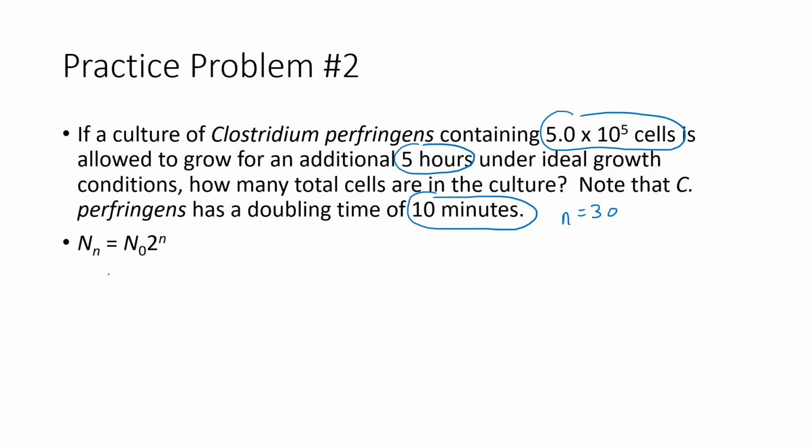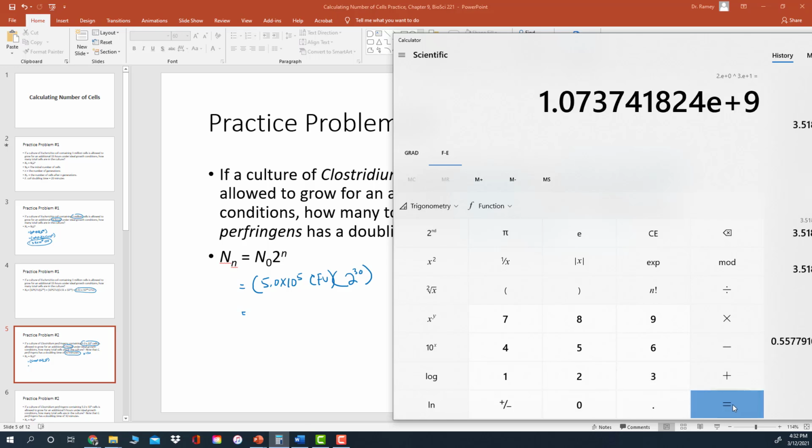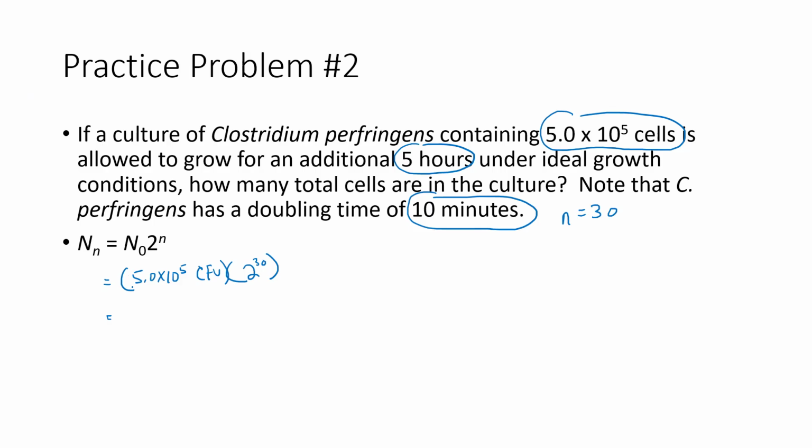So N naught is 5 times 10 to the 5th CFUs. That's our amount of cells that the culture starts with, and then 2 to the 30th. Here's my calculator. I'm going to figure out what 2 to the 30th power is here, and that is 1.07 times 10 to the 9th.